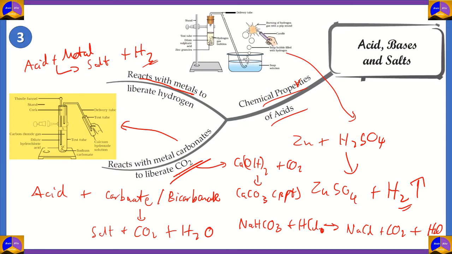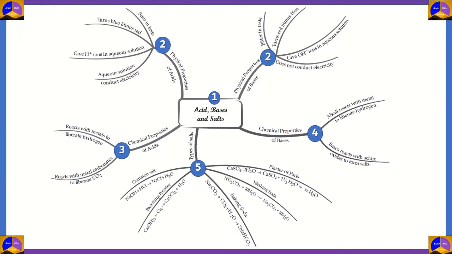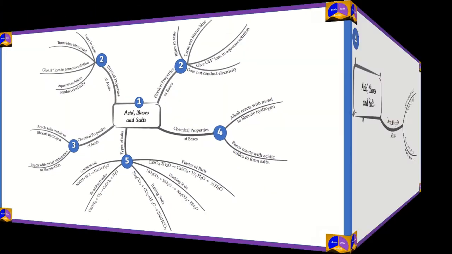Now, in addition to this, acids react with metallic oxides to form salts. The reason they react with metallic oxides is because metallic oxides are basic. So if you react metallic oxides with acid, you would get salts and also other byproducts.